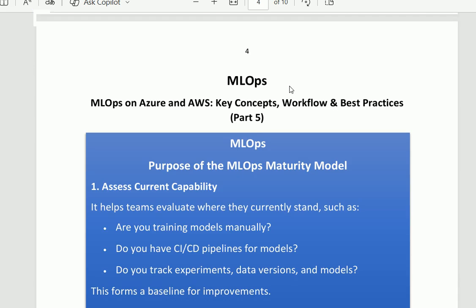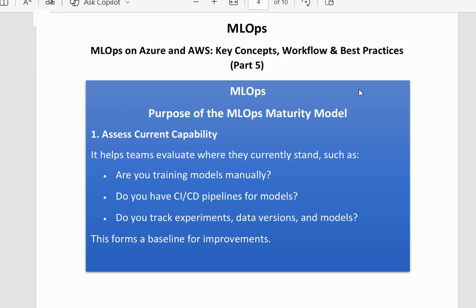Let's start part 5 of this series, MLOps on Azure and AWS: key concepts, workflow, best practices, and the tools that we use in MLOps. First of all, today I shall explain the purpose of the MLOps maturity model. After that, there will be some tools that I shall explain in detail, one by one.